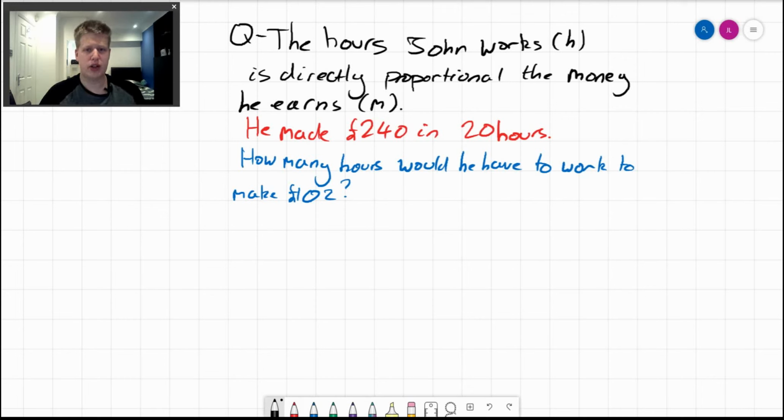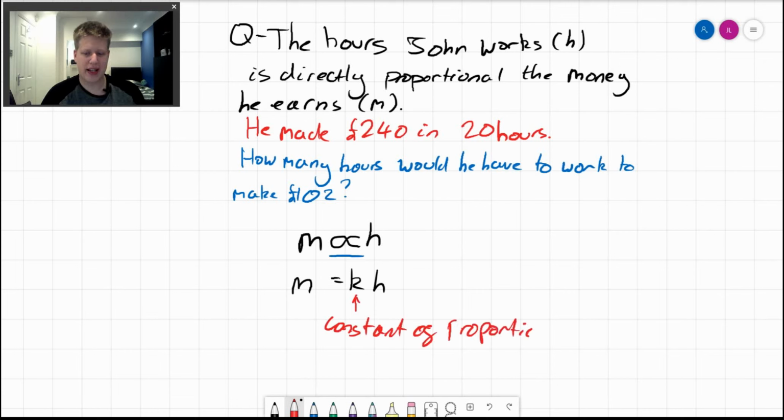The first thing you need to do is write a statement about the hours he works and the money he earns, and it looks something like this. The money he earns, M, is directly proportional, shown by this weird alpha sign, a Greek letter, to the hours he works, H. So the money he earns is directly proportional to H. Now we know that direct proportion is just when one is a multiple of the other, so we can say as an equation that the money he earns is equal to K times H, where K is what we call the constant of proportionality, because this is the thing that makes them differ.